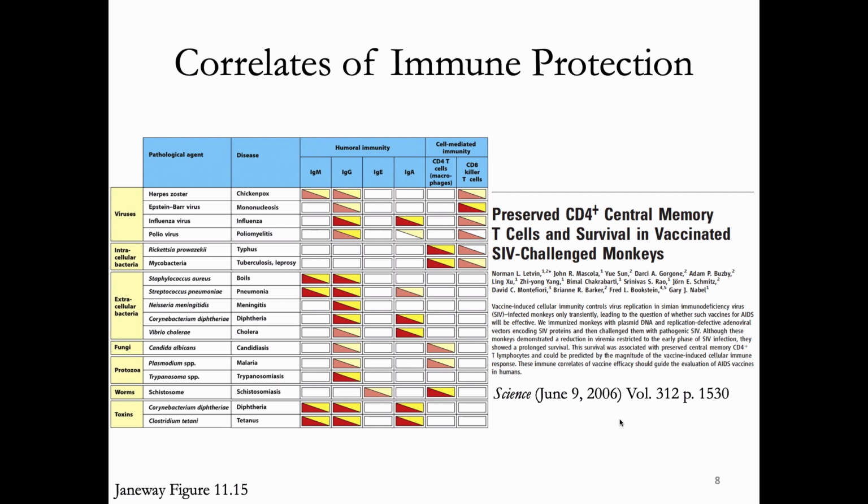And there are lots of different types of more emerging infectious diseases where we have this problem, where we can't find the correlates in such an easy way. And so we end up doing things like using animal models and doing a lot of statistical analysis to try to identify those correlates of immune protection.